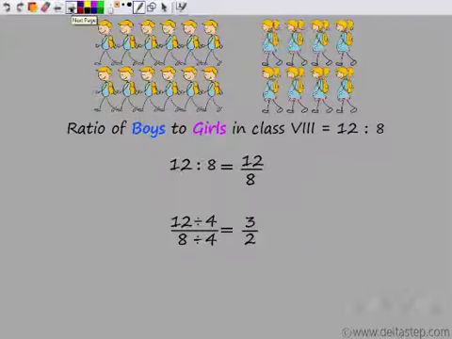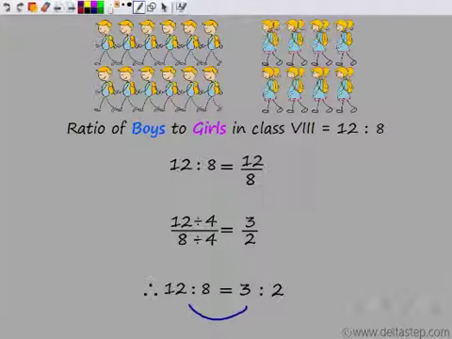Now 12 by 8 is nothing but 12:8 if I write it as a ratio. And this comes out to be 3:2 if I express this fraction or division as a ratio. And further, what we see is these two are equal. So just like fractions, in a ratio you can divide the antecedent and consequent by the same number, which is 4, and you get this. So the ratio does not change. It's the same ratio.